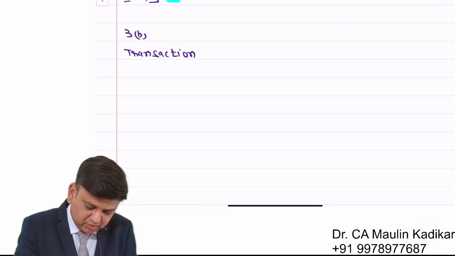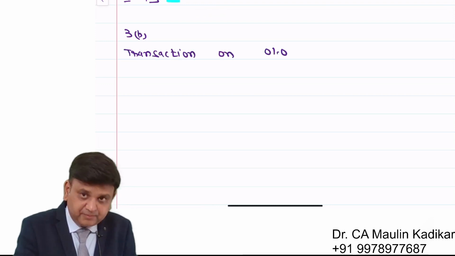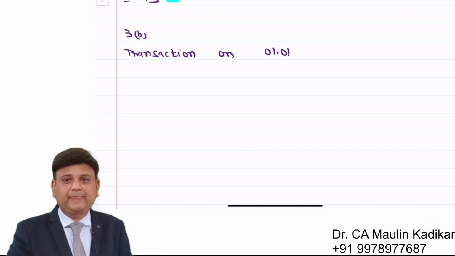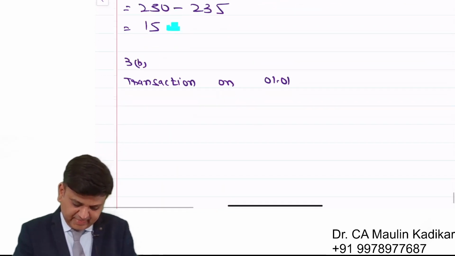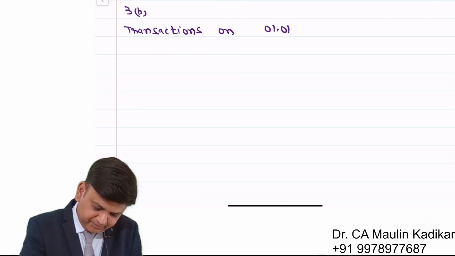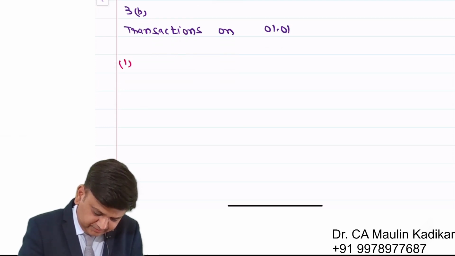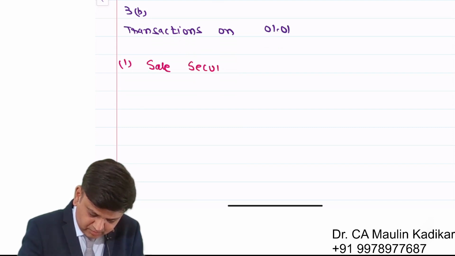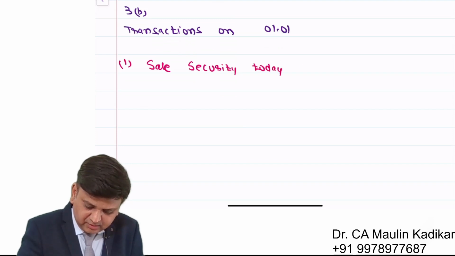Transactions on 1st of January. In that write down, first, sell security today at the rate of rupees 200.